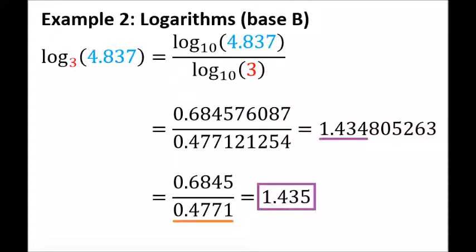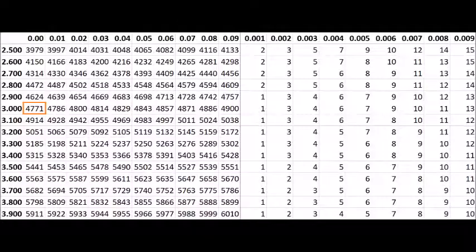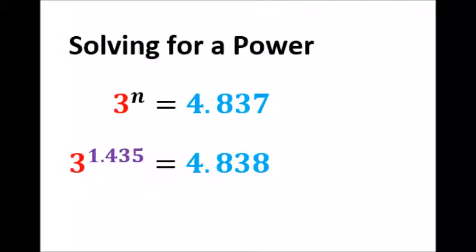We just saw the log of 4.837 in the last example, so all we need to do is look up the log of 3 and then divide. The common log of 3 is boxed in orange. It corresponds to the example on the previous page. By the way, this is a situation in which you might need to know the base 3 log of 4.837, solving for a power n. Because we only rounded to 4 digits, notice there's a bit of rounding error in the last digit.